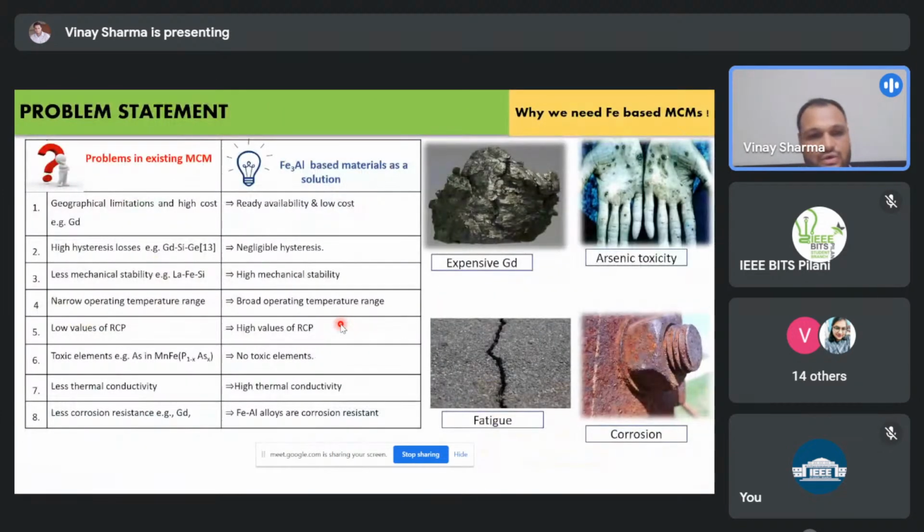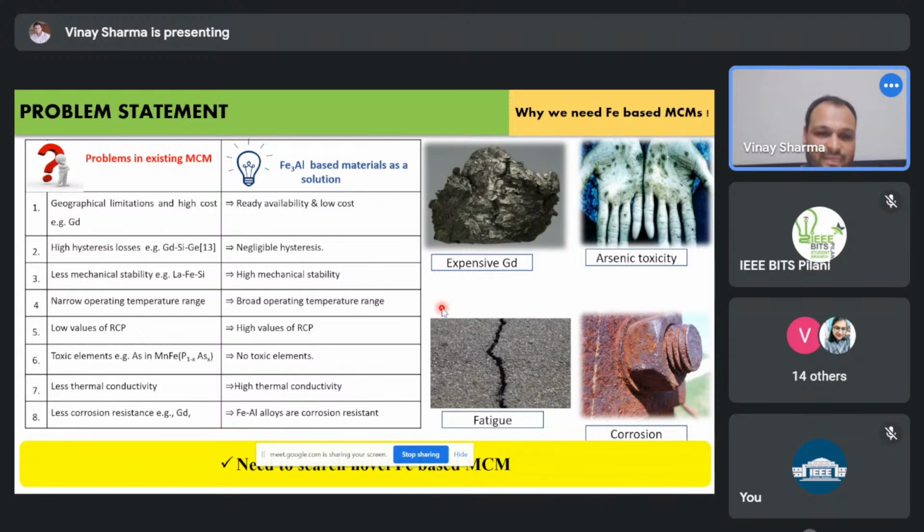Yeah. So I won't go into details, just the problem statement. For example, when I started working, the problem statement for me was, what is the problem in the existing magnetocaloric materials? What material can I suggest to eradicate those problems? So this is how we select the material. When I started working towards my PhD, my first year was spent in finding the problem statement and the solution. What can be the solution? So this first year was invested in this one slide only.